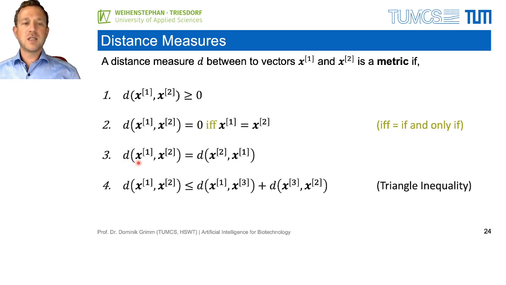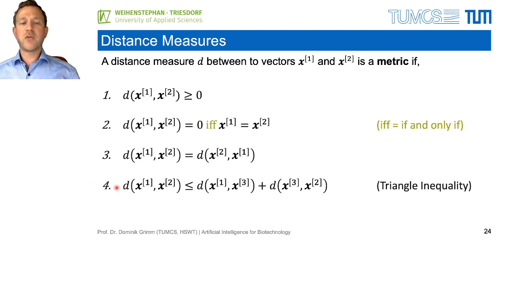The third property is the following. The distance from my point x1 to my point x2 has to be the same as the distance from my point x2 to x1. So it doesn't matter from which direction I come. The distance has to be the same. It's also quite logical. And the fourth very important property is the triangle inequality. This has to be also true.